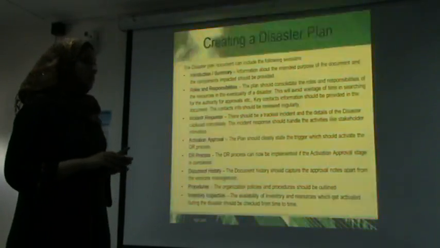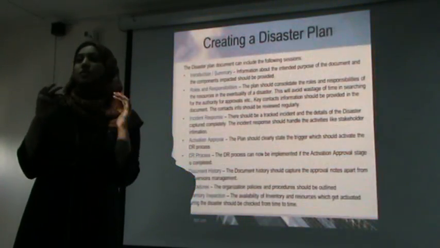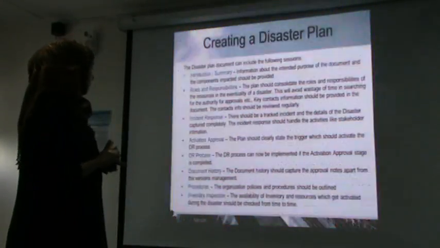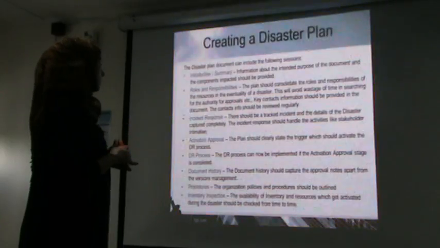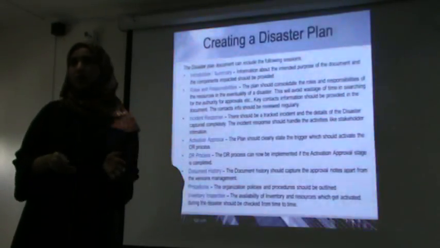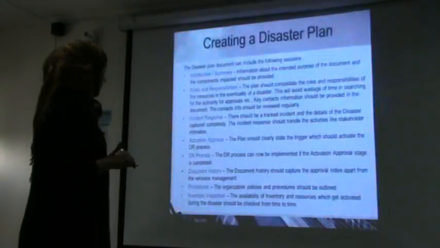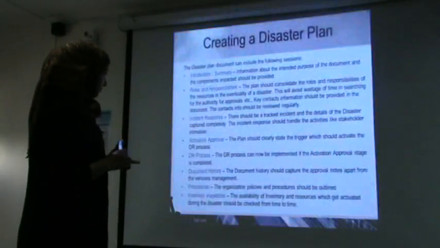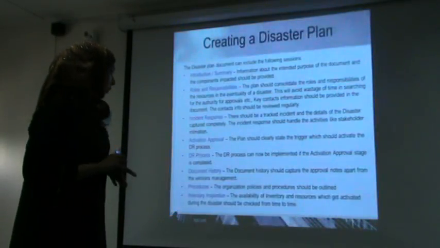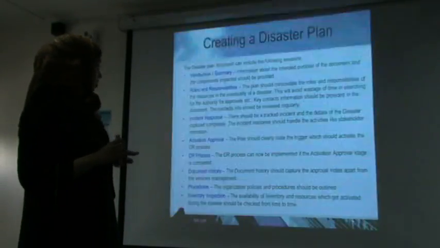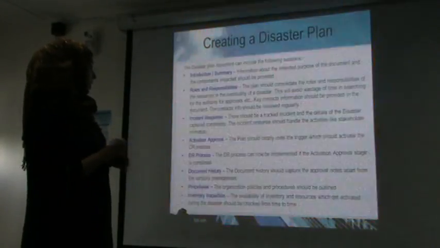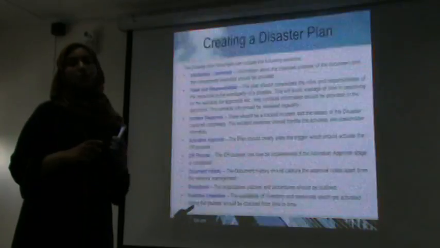Version management, all these things, and it should document everything, how the disaster occurred and everything that happened, later on. And procedures: the organization policies and procedures should be outlined so that everyone is aware of the policies of the company, okay? And the inventory inspection. Okay, this is also important because the availability of inventory and resources which get activated during the disaster should be checked from time to time.